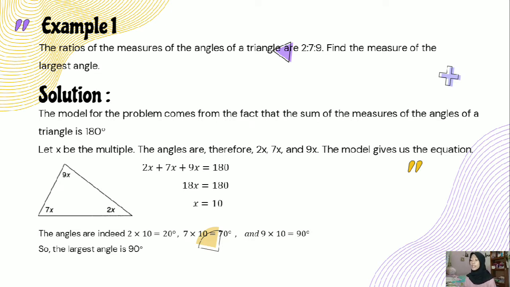The angles are indeed 2 times 10 equals 20 degrees, 7 times 10 equals 70 degrees, and 9 times 10 equals 90 degrees. So the largest angle is 90 degrees.